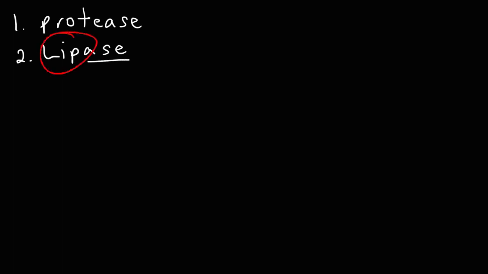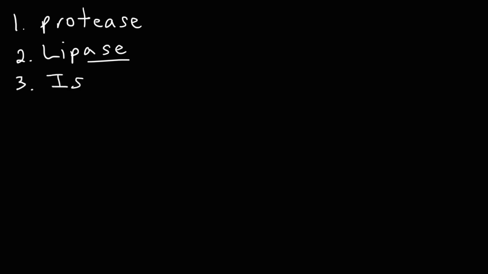The first enzyme that we're going to talk about is protease. This is an enzyme that breaks down proteins and polypeptides into amino acids. The second one that we're going to briefly review is lipase. The ending -ase tells you that it's an enzyme. The root word lip or lipid tells you you're dealing with lipids and fats. Lipase is an enzyme that breaks down fats such as triglycerides into glycerol and fatty acids.